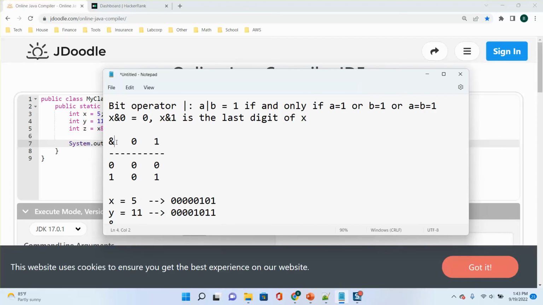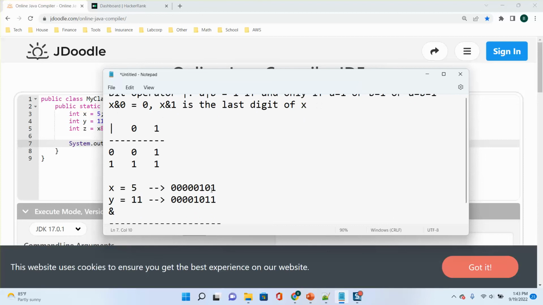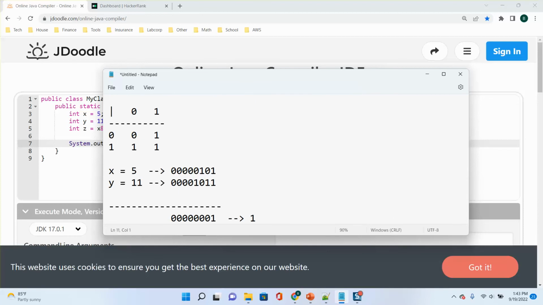So if I use OR here, 0 OR 0 is 0. 0 OR 1 is 1. This is 1, this is 1. If I use OR to do the same operation, 0, 1 here is 1. 1, 0 here is 1. 0, 1 here is 1. And 1 and 1 is 1. This is FF, which is 15.